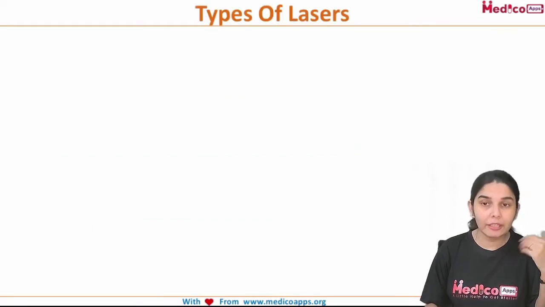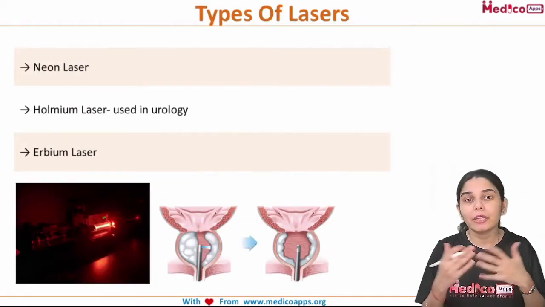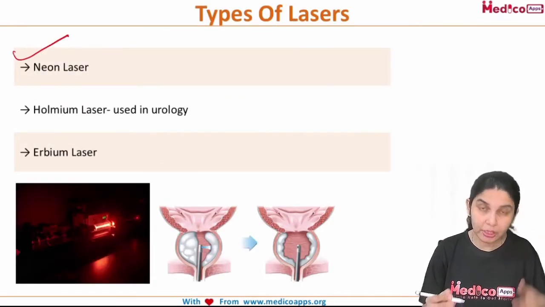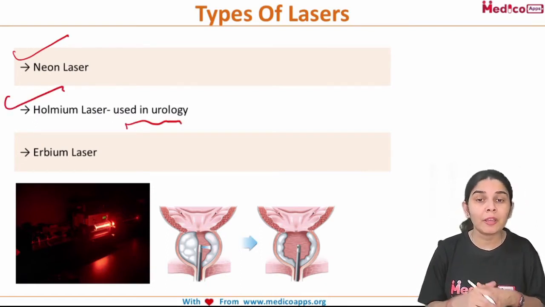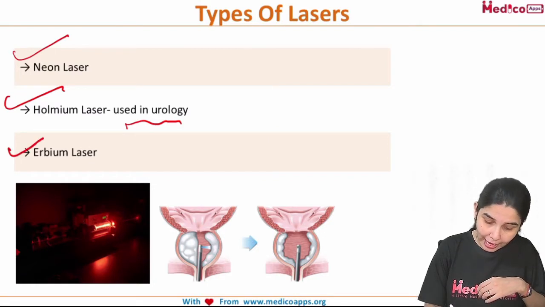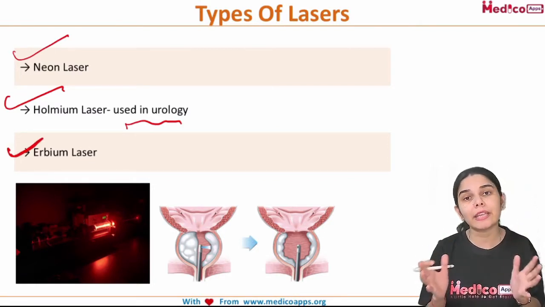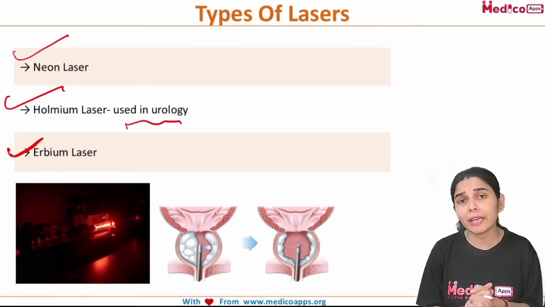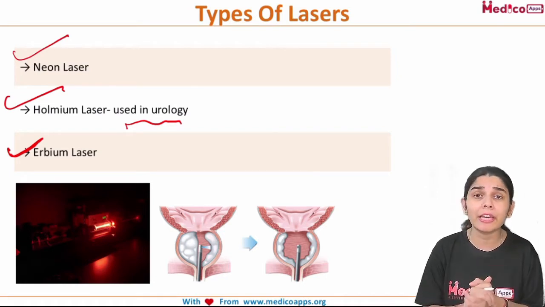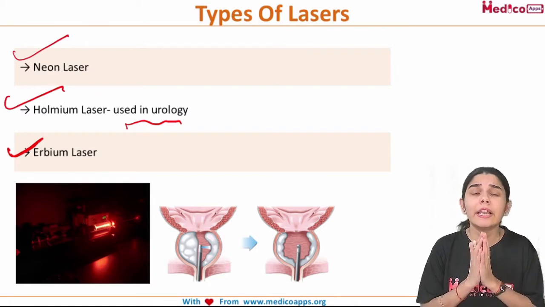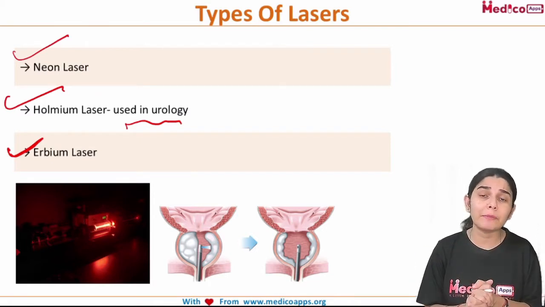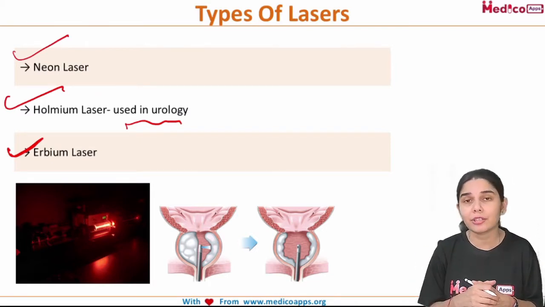Now after that, coming to the fifth type, the neon lasers, holmium lasers, which are usually used in urology, and the last one is the erbium laser. So these are the 7 types, the main 7 types. Even if you write these 7 names in the exam, that will be more than sufficient, because these lasers mostly cover the types of lasers used in medicine and surgery.